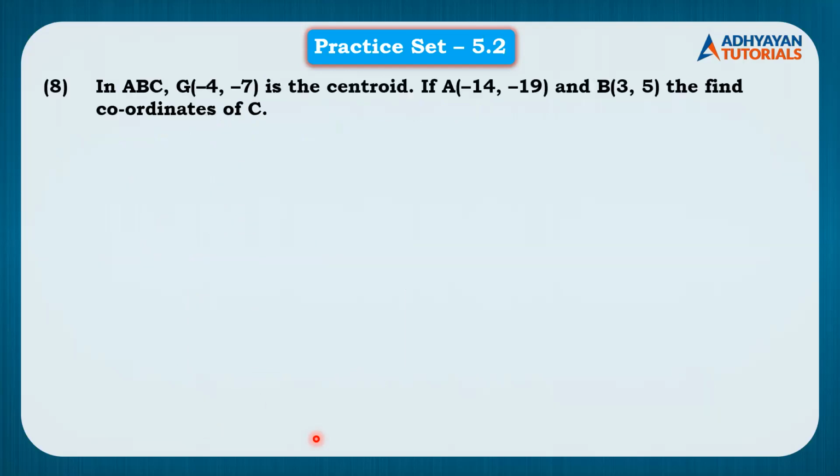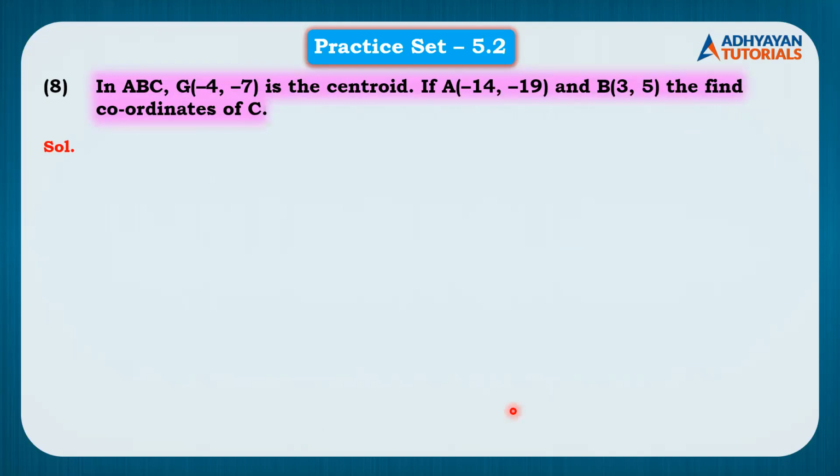look, practice set 5.2, sum number 8. Here, in triangle ABC, G(minus 4, minus 7) is the centroid. If A is (minus 14, minus 19) and B is (3, 5), then find the coordinates of C. So here, it should be read as: then find the coordinates of C.